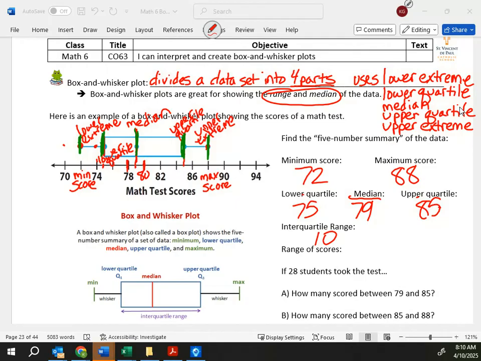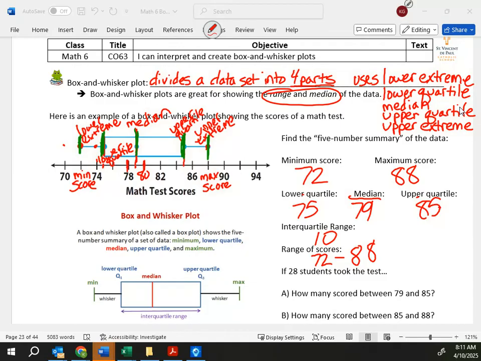So now we want the range of all the scores. So if it's the interquartile range, it's just the range in the box. The range of all the scores would be from the upper extreme down to the lower extreme. So what would that range be? Adeline? Our minimum score to our maximum score.